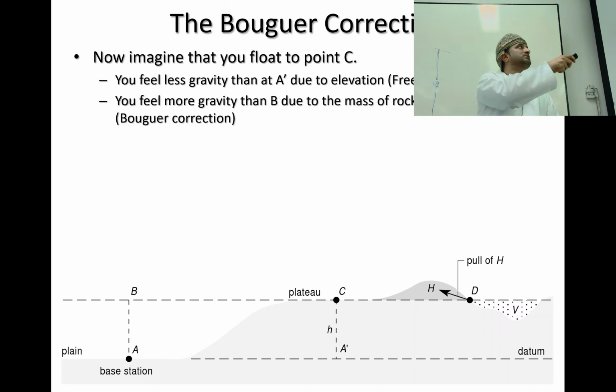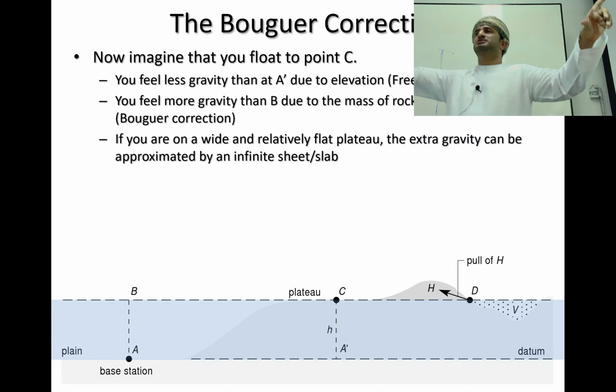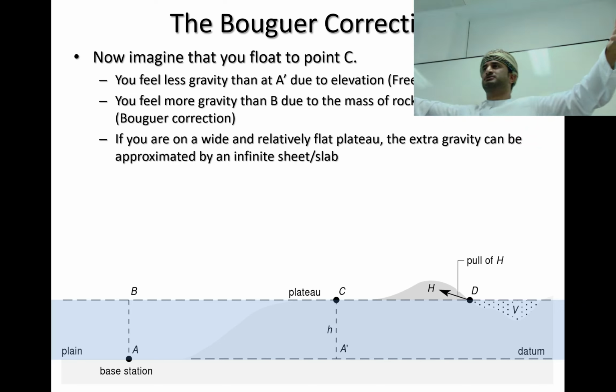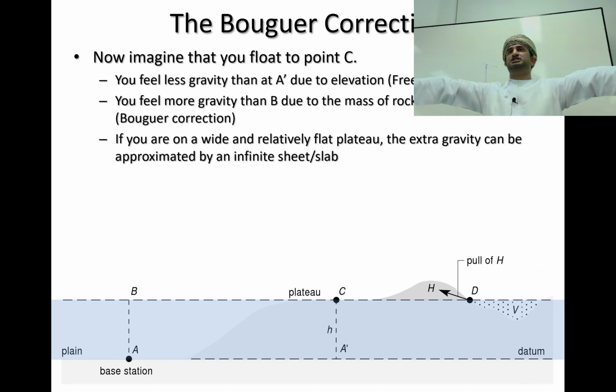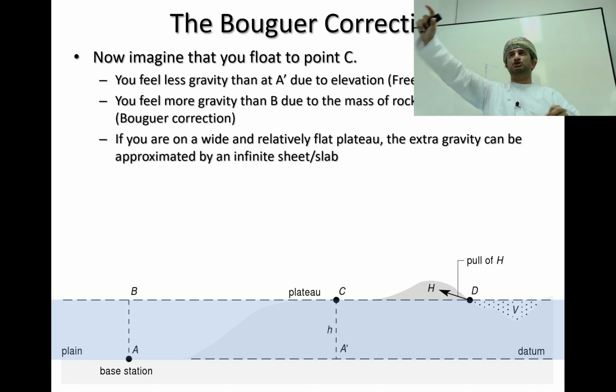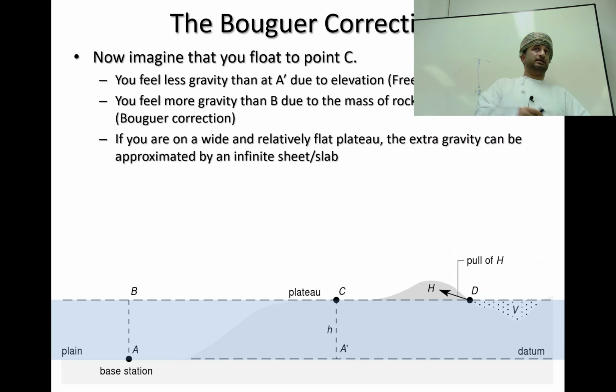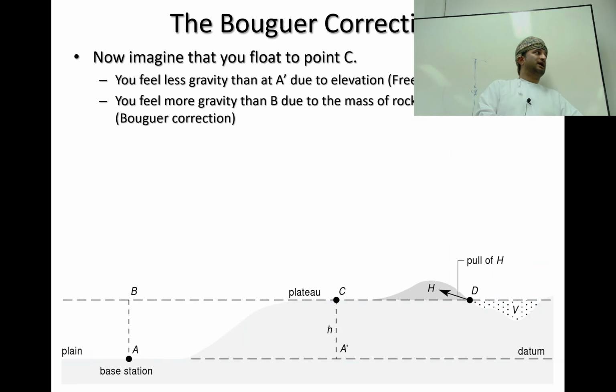Then we need to apply what we call Bouguer correction. And how is it done? It's almost like when we have an infinite sheet. Do you remember? We have an infinite sheet. The gravity correction will either add a value or subtract a value depending on the density and thickness of the slab, of the infinite layer or slab. Similar correction.